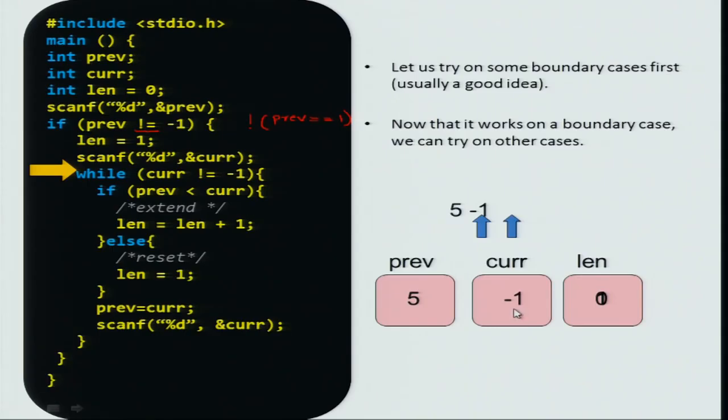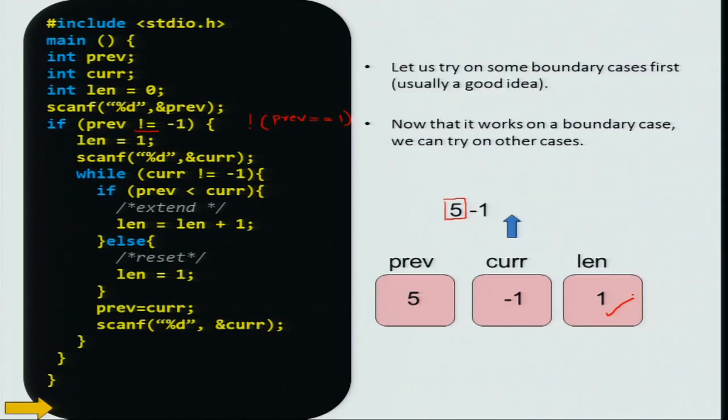So, you scan the next number and the next number is -1, so you break the sequence. So, you immediately exit out of the sequence, and the length of the increasing subsequence that we saw: 5 is the only increasing subsequence, and when we exited the length was 1.